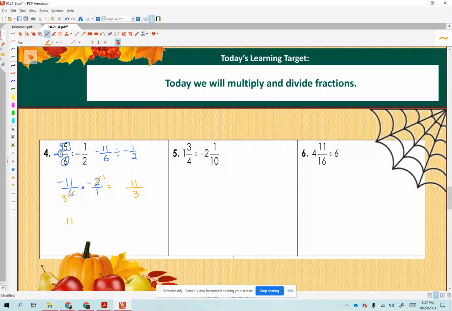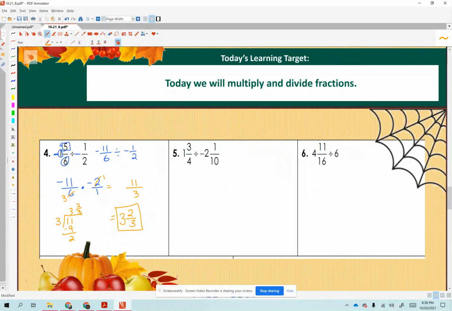So that's positive. 11 divided by 3, we know that 3 times 3 is 9. So that's 2/3 left over. So our final answer is a positive 3 and 2/3. I hope you're keeping up with this. So let's look at number 5.